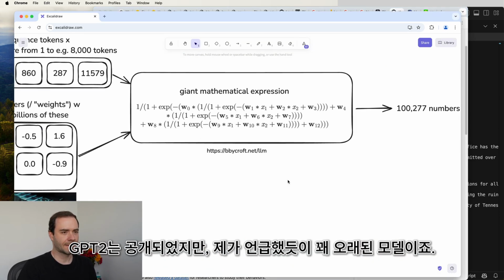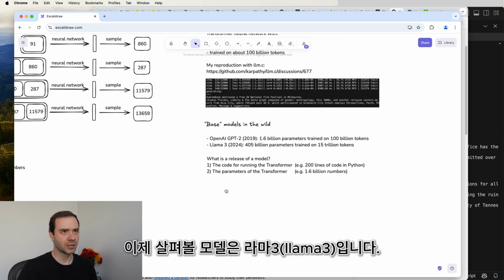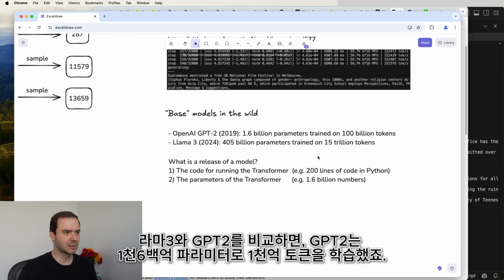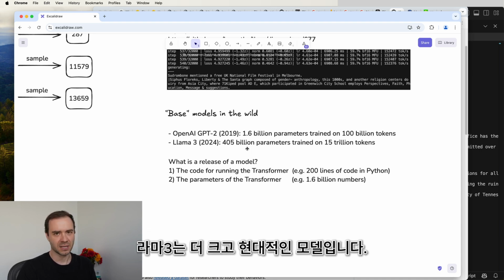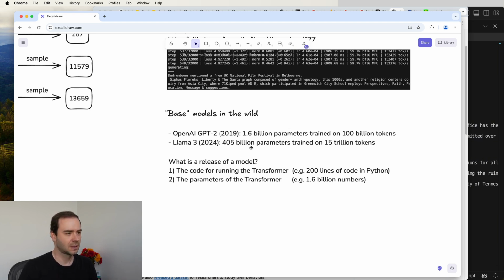Now, GPT-2 was released, but that's actually a fairly old model, as I mentioned. So the model we're going to turn to is called Llama 3, and that's the one I would like to show you next. GPT-2 again was 1.6 billion parameters trained on 100 billion tokens. Llama 3 is a much bigger and much more modern model. It is released and trained by Meta, and it is a 405 billion parameter model trained on 15 trillion tokens in very much the same way, just much, much bigger.